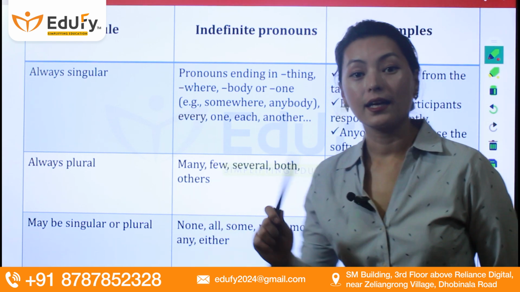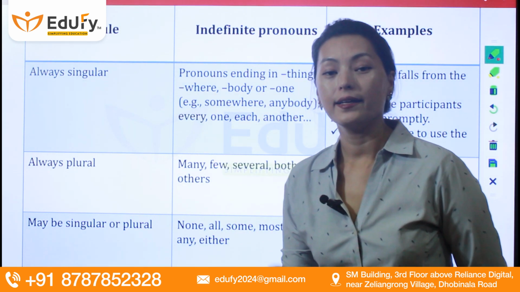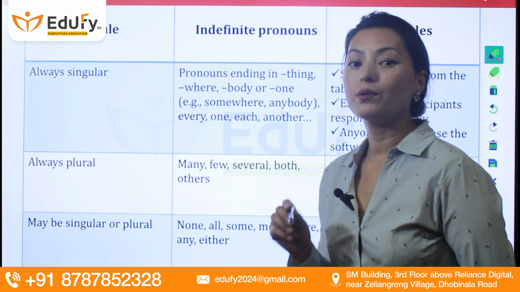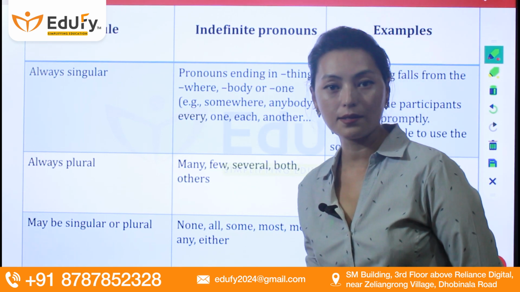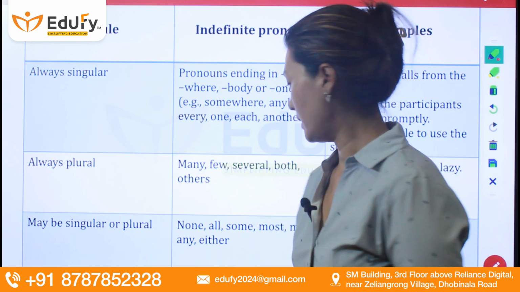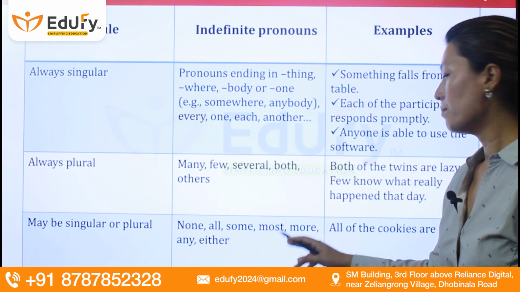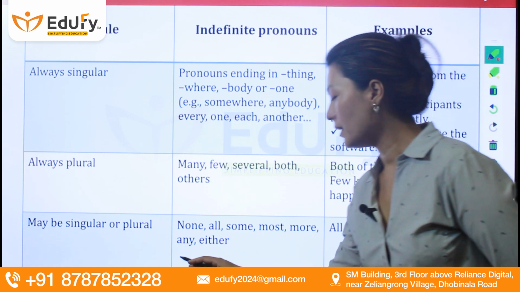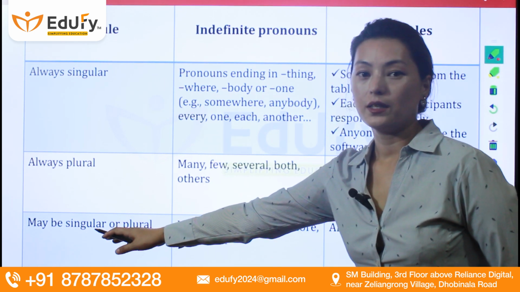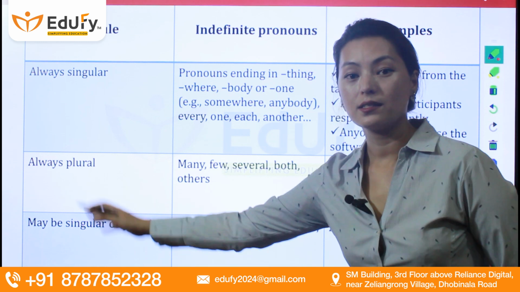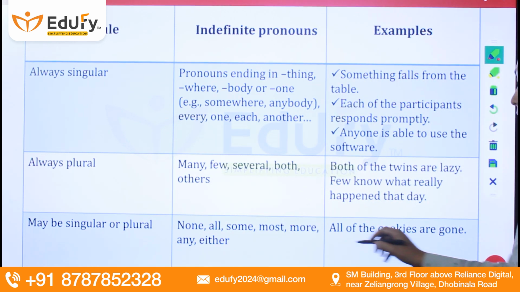Now let's look at the next case, where we have indefinite pronouns that can be both singular or plural. In that case, what will happen? We will have to look at whether the sentence is referring to multiple items or singular items. Words like none, all, some, most, more, any, either are considered indefinite pronouns that can be either singular or plural.